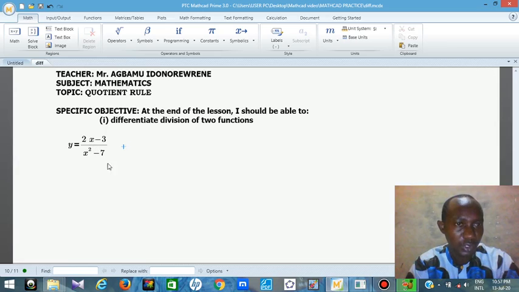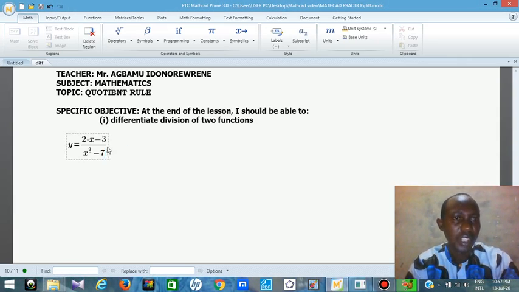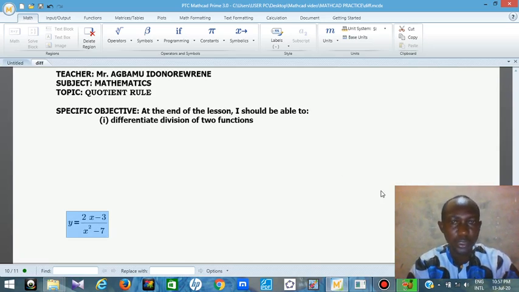And you cannot use function of a function here, because this does not have a bracket raised to a power. Product rule also cannot work here. So what are you going to do in this kind of situation? You are going to use quotient rule. And what does quotient rule say? Let me state what quotient rule states.